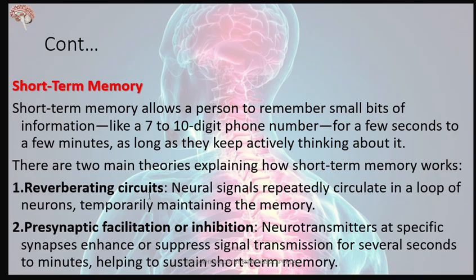So the short-term memory. This is as what we suggested. Short-term memory allows a person to remember small bits of information, like around 7 to 10 digits. A good example will be words in a sentence, where you can remember that. If I tell you something like the presynaptic facilitation or inhibition, neurotransmitters have specific synapse, you can be able to remember that. And of course, if you don't rehearse it, within a few seconds, you'll forget.